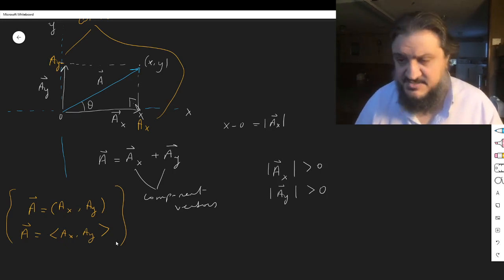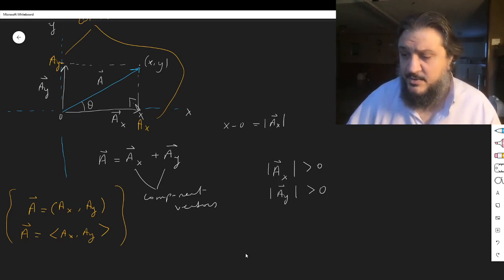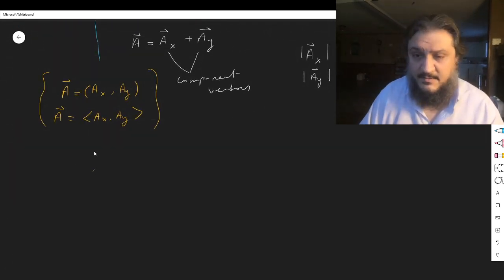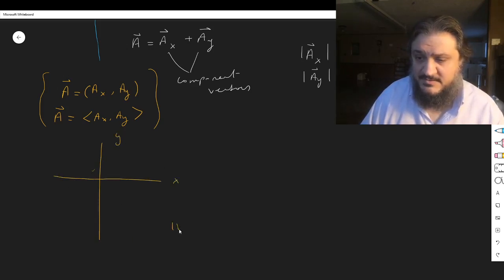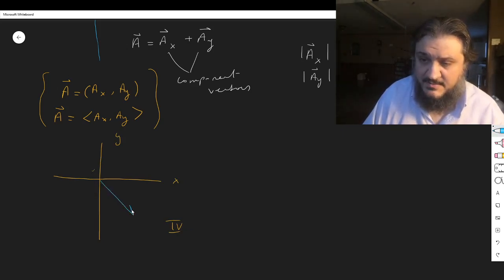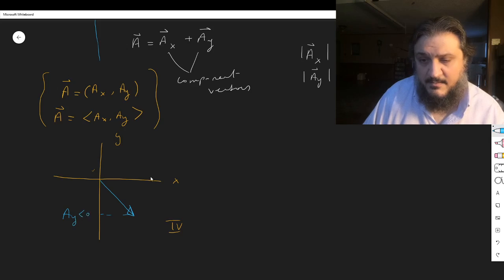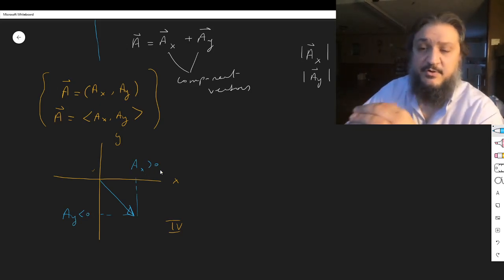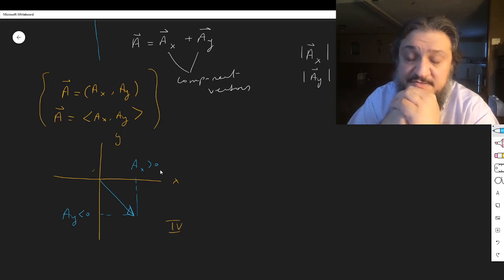Simple as that. So if you have a vector in the fourth quadrant, remember the fourth quadrant is here, so if you have a vector in that direction, this means you have a negative AY and a positive AX. Now by AX and AY, I'm talking about the projections of those two points.